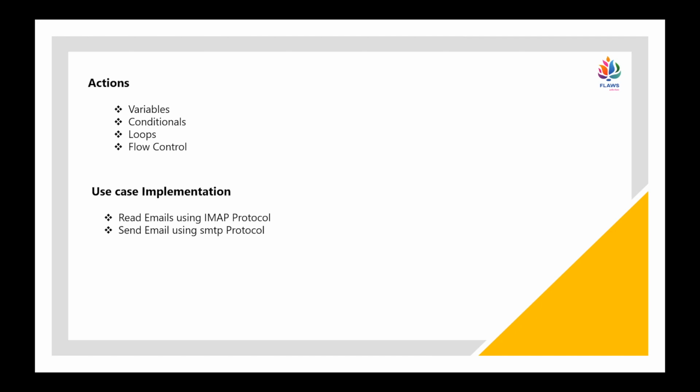We need to extract all the email fields and update them in the Excel sheet. For example, we need to extract the from address, to address, subject, and body of the message, and if there is any attachment, we need to download the attachment, store it in a specific location, and send an email using Gmail.